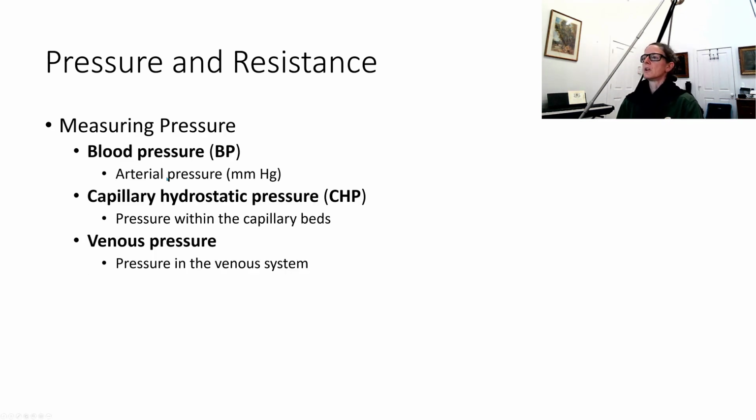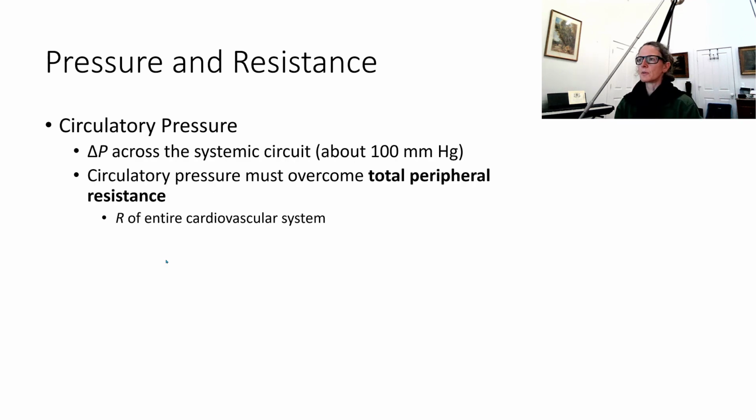So we've got blood pressure, which is our arterial pressure in millimeters of mercury. We've got our capillary hydrostatic pressure, which we've seen is the pressure within the capillary beds themselves. That's what's going to be forcing blood through the capillaries. And remember, it's also what's going to be driving certain solutes out of the capillary beds through filtration. And then we're going to have the venous pressure, which is in the venous system. That starts around 18 millimeters of mercury and goes almost to zero. But when we look at the change in pressure across the entire circulatory system, this is what's going to determine how blood flows.